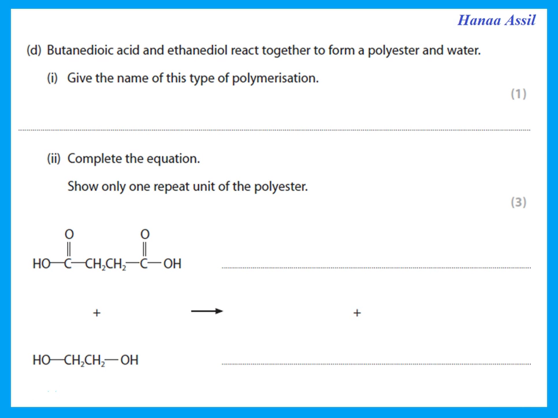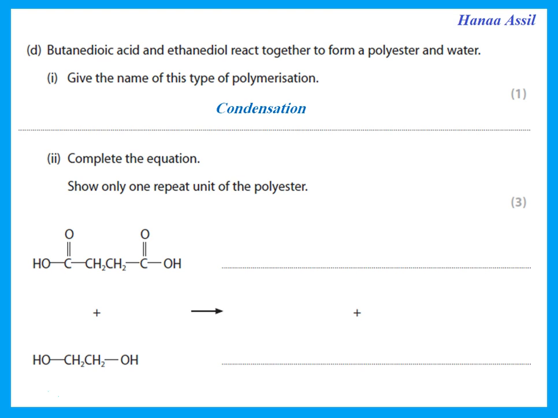Butane dioic acid and ethane diol react together to form a polyester and water. What is the name of this type of polymerization? When I have something with two acids on both ends reacting with something with two alcohols on both ends, that is condensation polymerization. And then he says complete the equation.